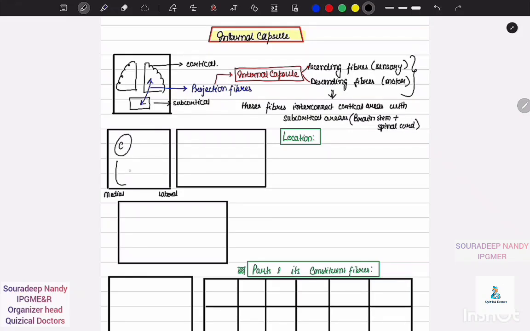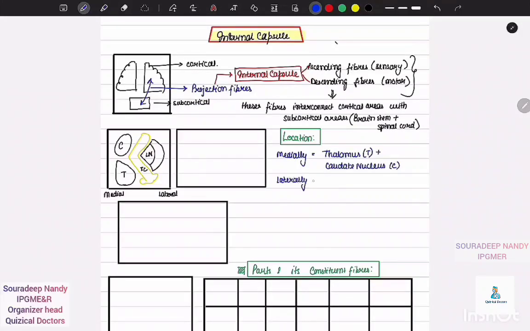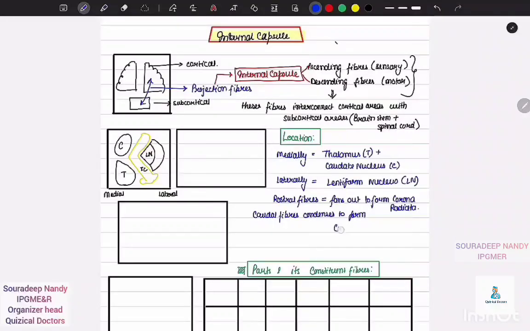Now coming to the location of the internal capsule, it is located between the caudate nucleus, thalamus, and the lentiform nucleus. So medially there is the head of the caudate nucleus and the thalamus, and laterally there is the lentiform nucleus. Rostrally it fans out to form the corona radiata, and caudally the fibers condense to form the crus cerebri. This is very important to see.